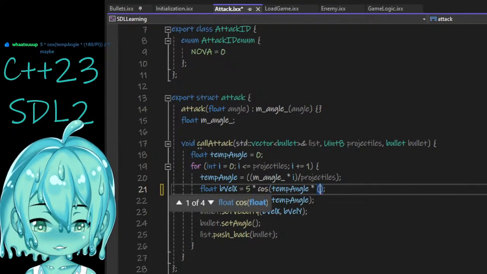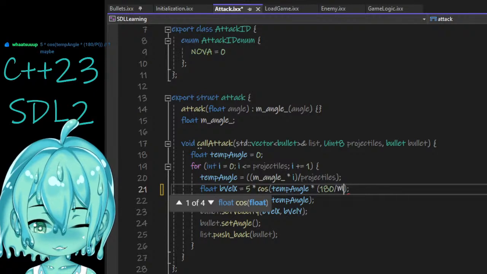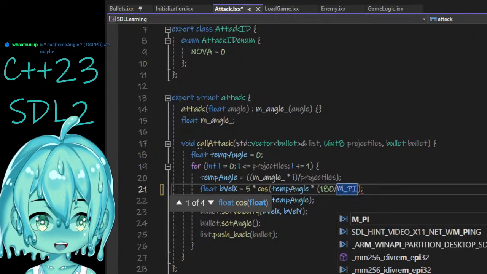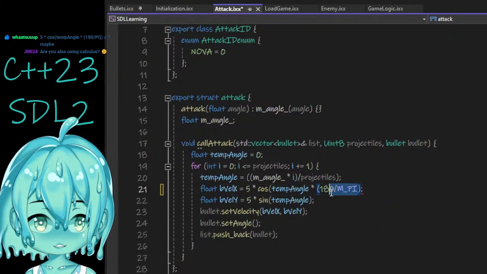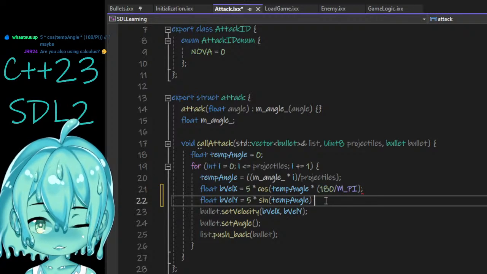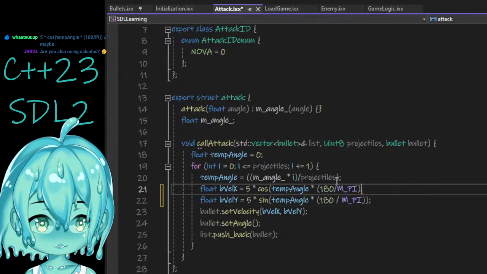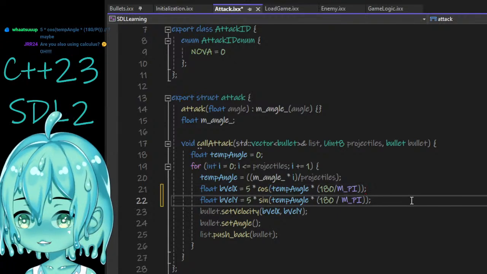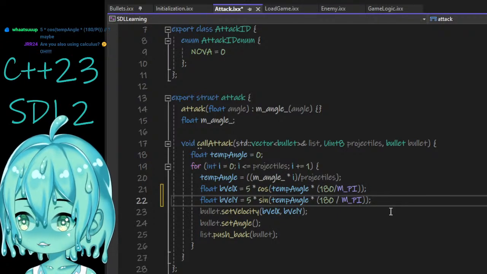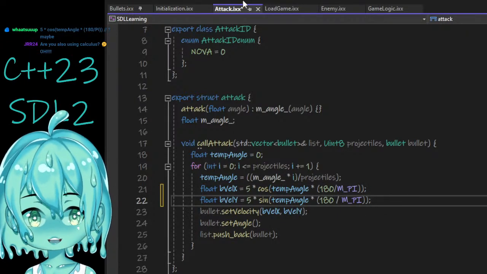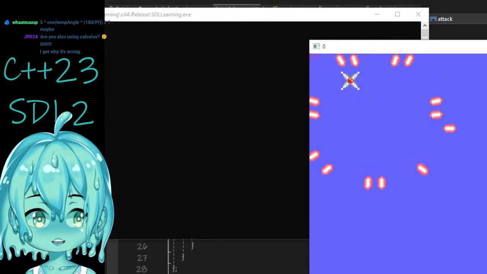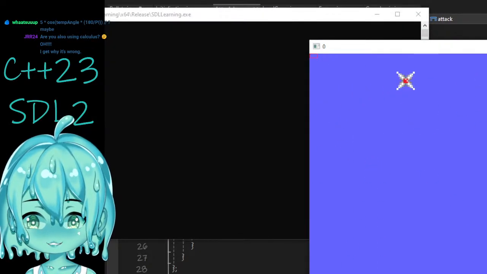Okay, let's try converting it to radians. So 180 divided by M_PI, copy, multiplied by this. Now we are doing that in the sine and cosine angle. Yes. Okay, let's try this. That was worse!